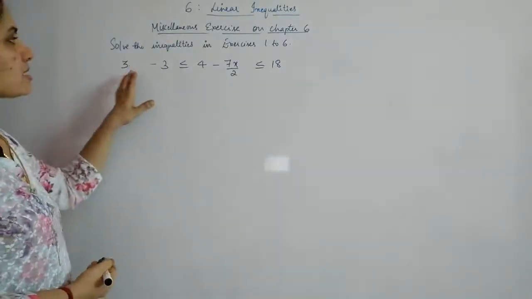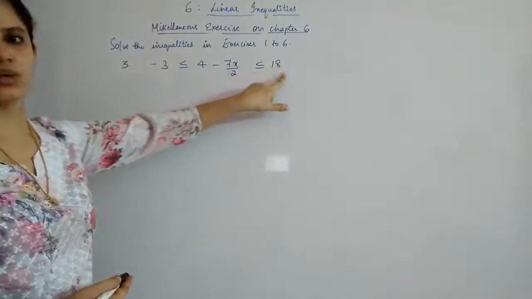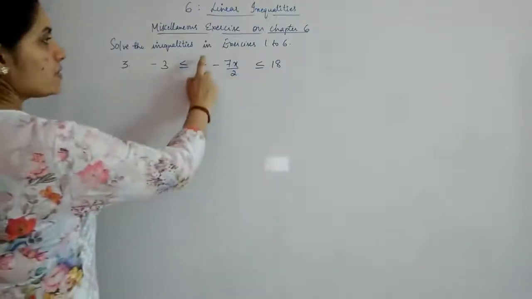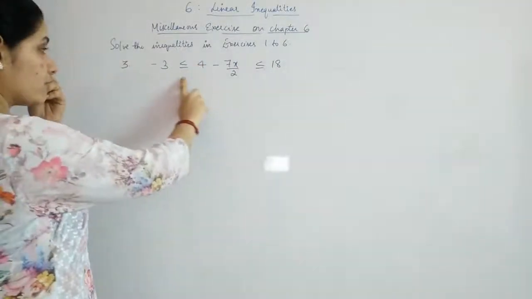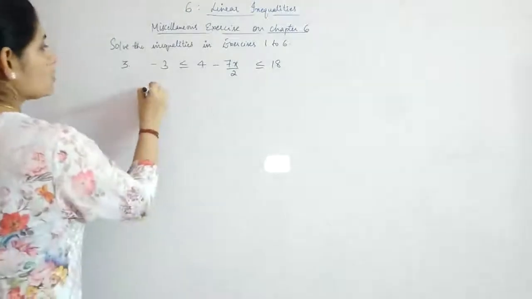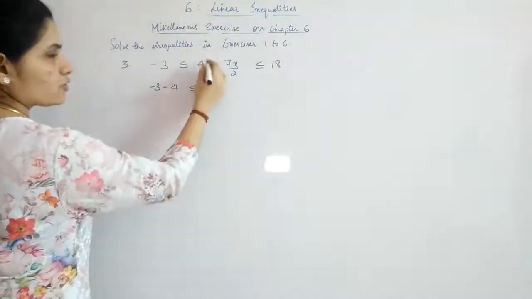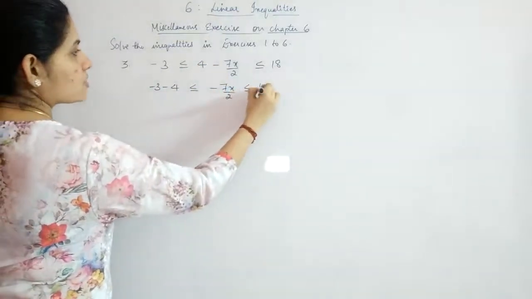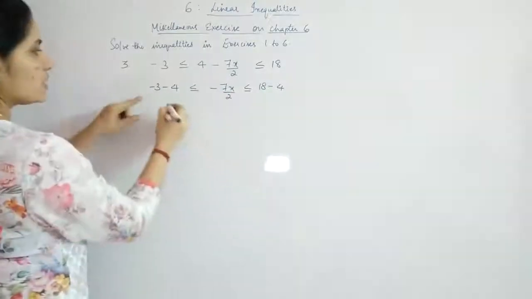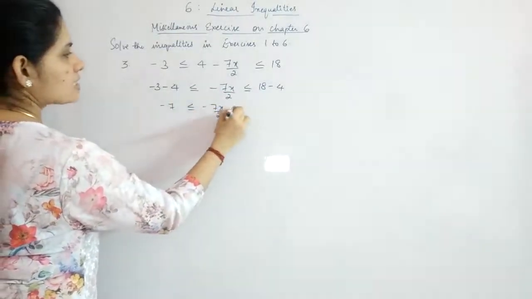Question number 3 is minus 3 less than or equal to (4 minus 7x) by 2 less than or equal to 18. So first we will remove this 4. That means we have to subtract 4 throughout. So it will become minus 3 minus 4 less than or equal to, this 4 will be deleted, minus 7x by 2 less than or equal to again 18 minus 4. This will give you minus 7 less than or equal to minus 7x by 2 less than or equal to 14.